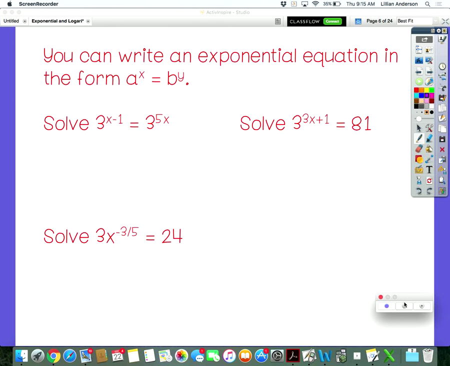So you can write exponential equations in the form of a to the x equals b to the y, where you basically have a base with the respective exponents equal to each other. And this is one of the easiest ways to solve exponential equations when you're not allowed a calculator. The trick is you want to get the left side and the right side of the equation to have the same base, because when you do, all you have to do is set your exponents equal to each other.